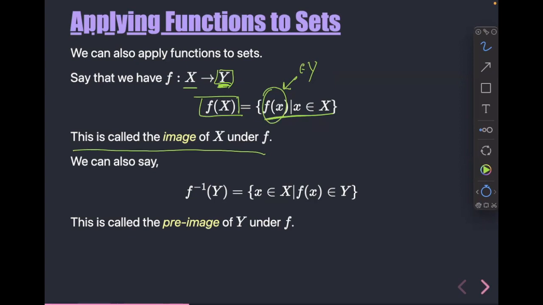Also, if I wanted to think about the inverse, so the y's that I'm getting here, you could do that. You could say the inverse of f applied to y. The inverse is basically going in the other direction, from y to x. So the inverse of f applied to y is all x's in X such that f of x is in Y. That's the set of inputs that you're going to get to this f of x. This is called the pre-image of Y under f.